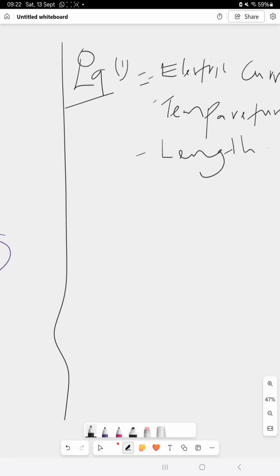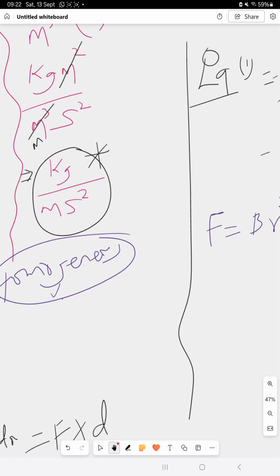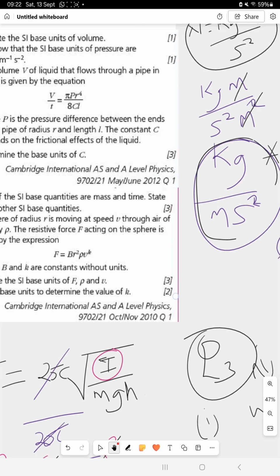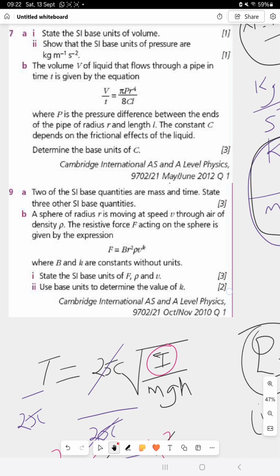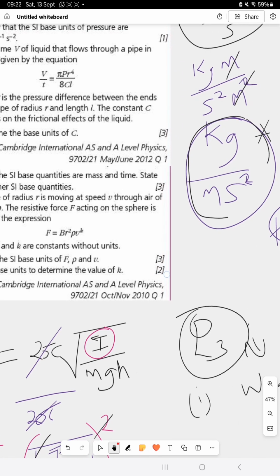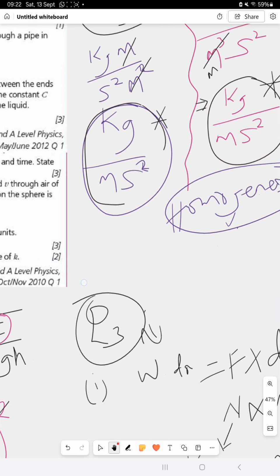So this is the second one now. F is given by B R squared rho V power K. That is our equation. Next. Where B and K are constants without unit, state the SI base unit of force, density, and V.